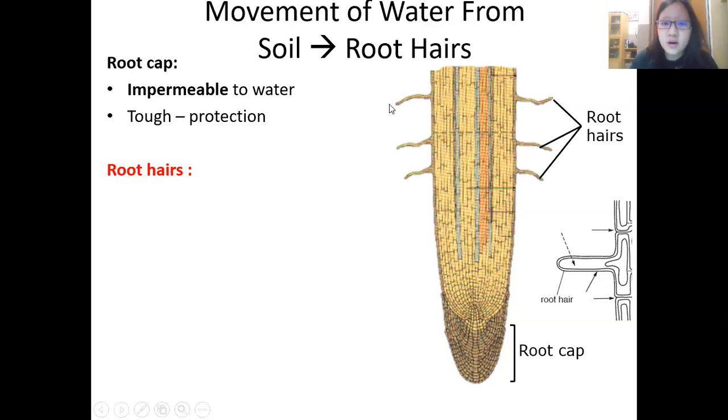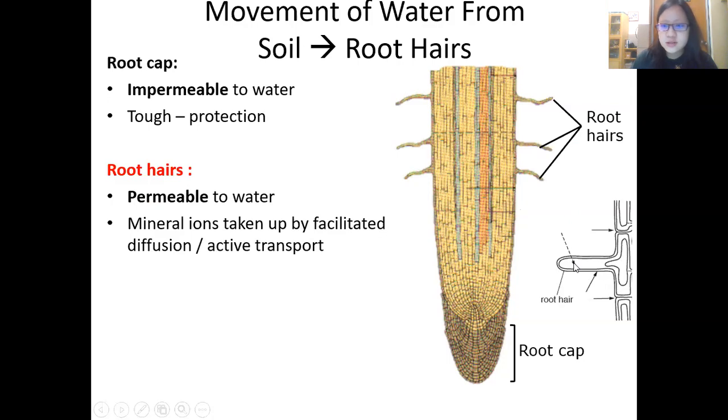The root hairs, however, in this diagram, are permeable to water, unlike the root cap. And they are very, very fine. In fact, they're not even cells. They are actually long, thin extensions of epidermal cells. So you can see the epidermal cell here, the epidermis of the root, and it just has a little thing that extends outwards here. Water can pass through the cell wall and get into the cell through the root hair like this.